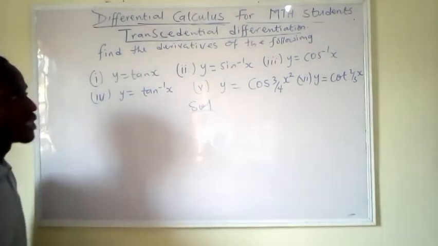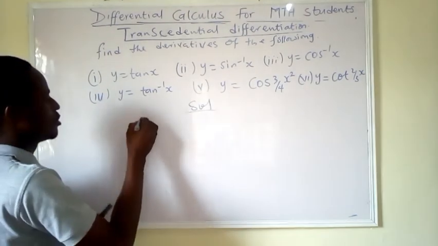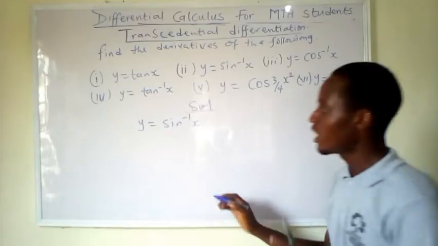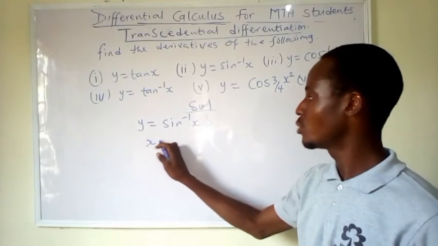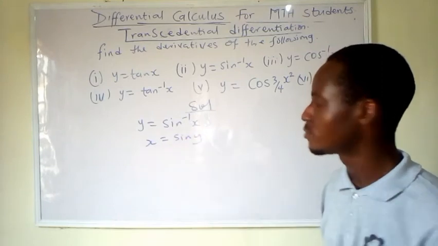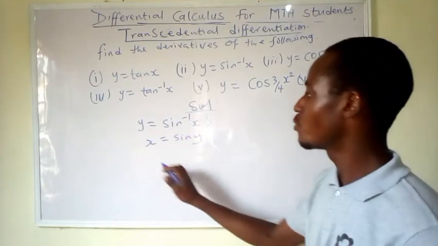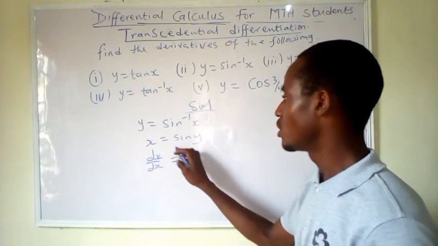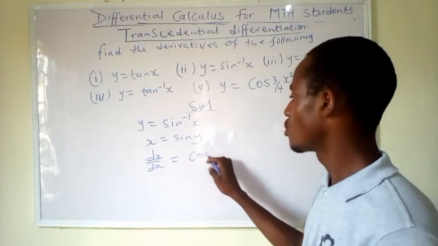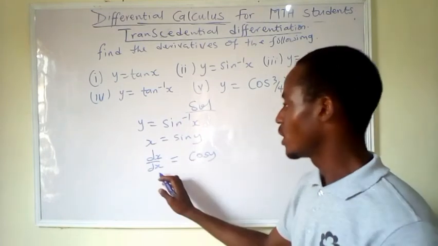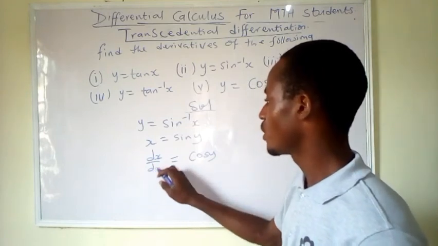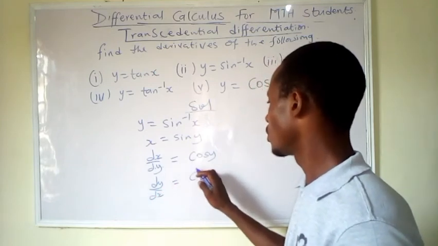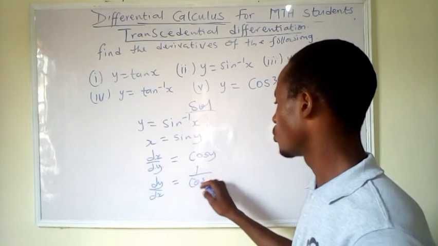The second question says y equals the sine arc of x. With what I have here, I can say that x is sine of y. If x is sine of y, then dx dy, which is not dy dx, will be the derivative of sine y, which is cos y. And that implies that dy dx will be the inverse of this, that is 1 over cos y.